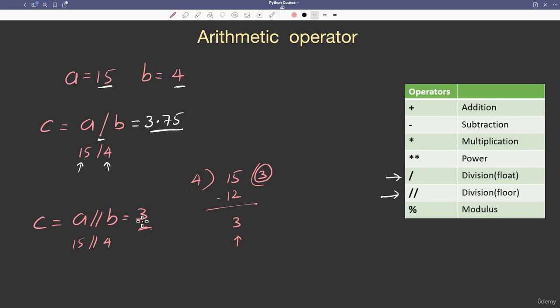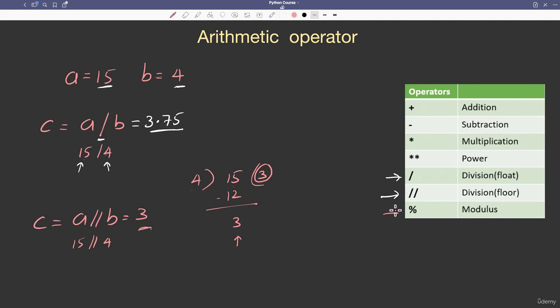This is 3. This is not 3.0. So the answer is 3. So this division gives the result in integer form. It will not divide until it gets 0. It will not take a decimal point. That's it. This is floor division. So when you are dividing two integer numbers, then the result is an integer only.